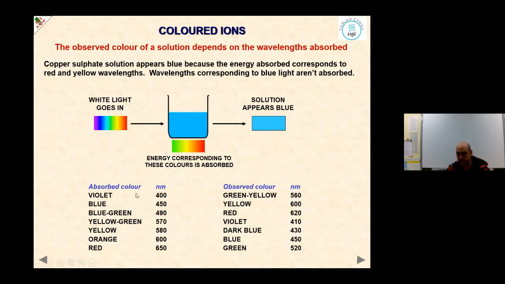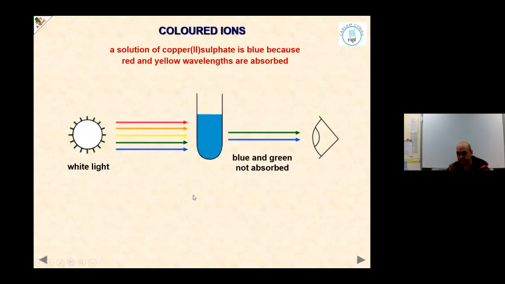And you don't obviously need to worry about what particular wavelengths correspond to what particular colour. It's just getting the idea across. So, for example, copper sulfate: we pass white light through it, you can see the red and the yellow have been absorbed, but the green and blue get transmitted. They're not absorbed, and that's the colour we observe as it hits our eye.